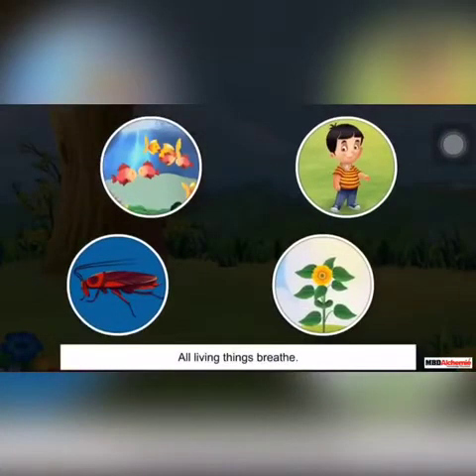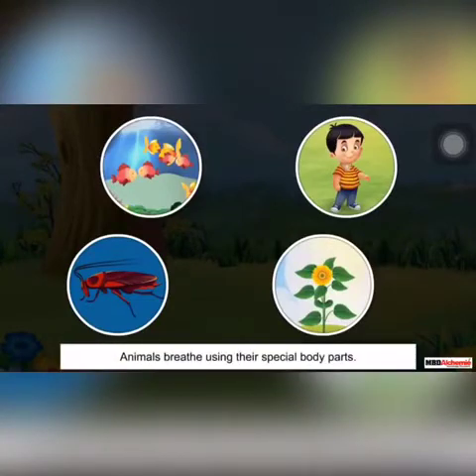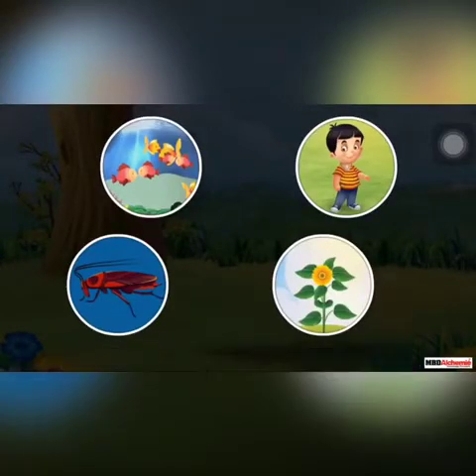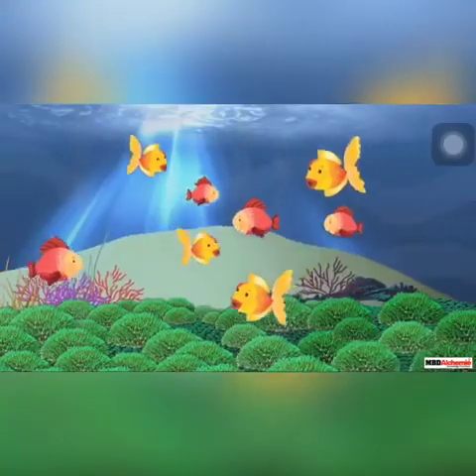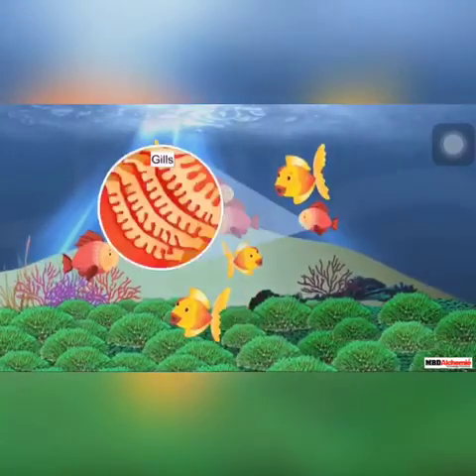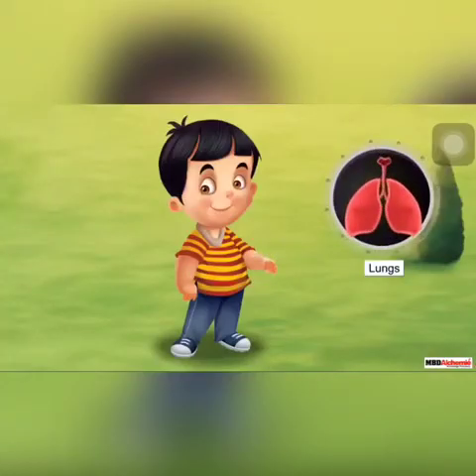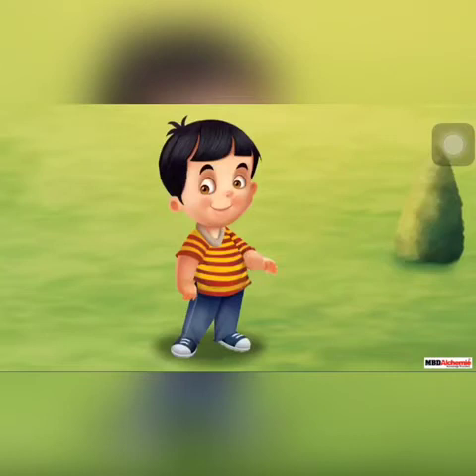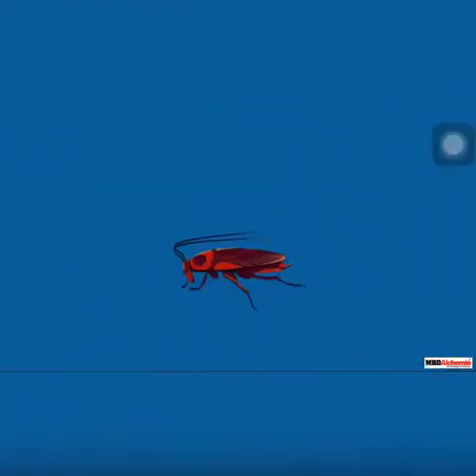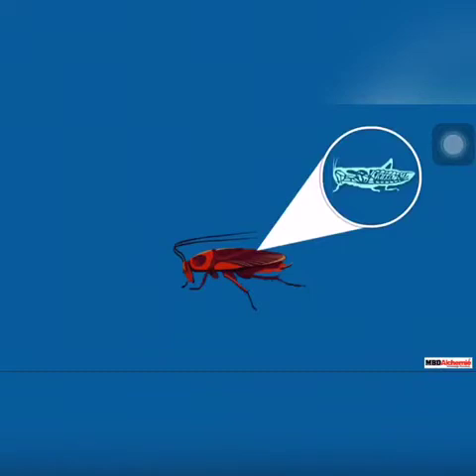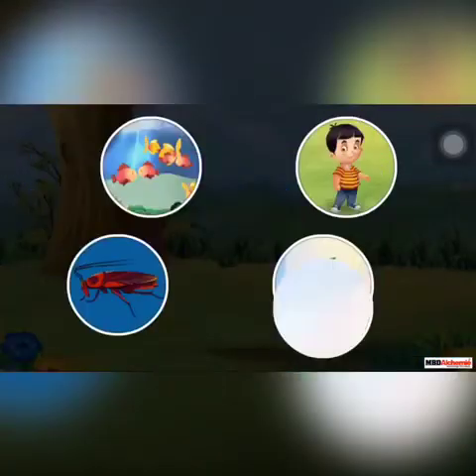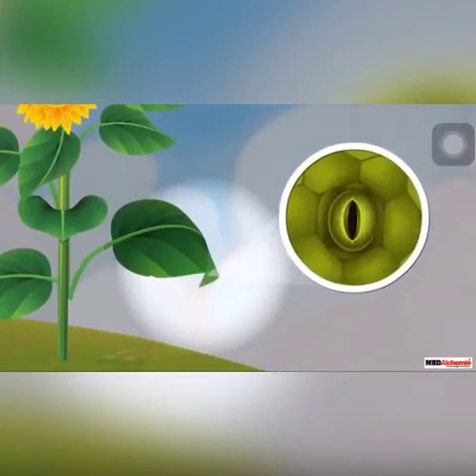All living things breathe. Animals breathe using their special body parts. For example, a fish uses its gills to breathe. Human beings use their lungs to breathe. Insects use these holes to breathe. Plants breathe using tiny openings present on the surface of their leaves. These tiny openings are known as stomata.